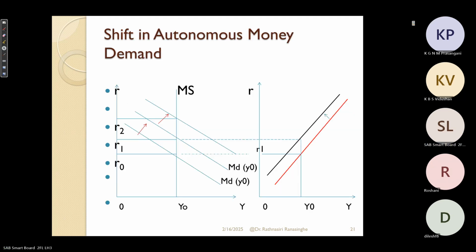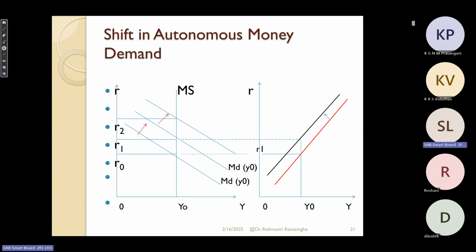Now what happened here? You can see this is the initial situation. This is the money market, and this is the LM curve. On the right-hand side you see the LM curve, and on the left-hand side you see the money market. Initially we are at the R0 level, Y0. The money market is in equilibrium at the Y0 income level.